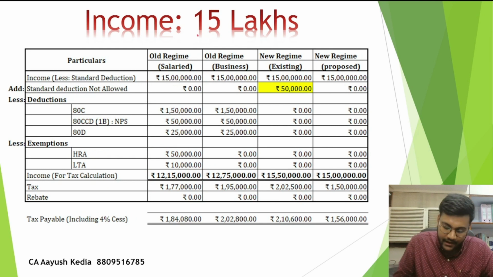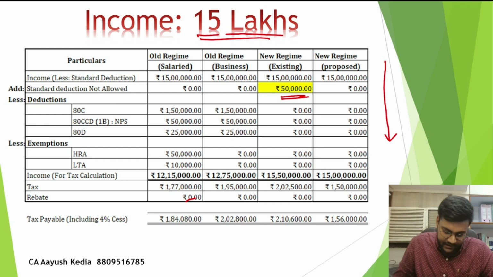Now we come to the 15 lakh income discussion. In this, let us consider that the standard deduction is allowed. Everything remains the same from here on. We find that at the end, the tax calculated here comes to 1,84,000 rupees under the old scheme. For business, it is 2,02,000 rupees because here we do not have the HRA and LTA exemptions. And under the new scheme, we find it is 1,56,000 rupees, which is lesser than the old regime.